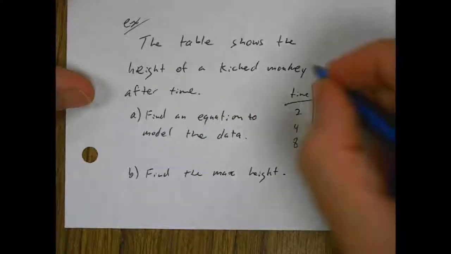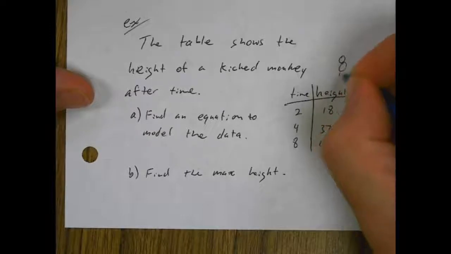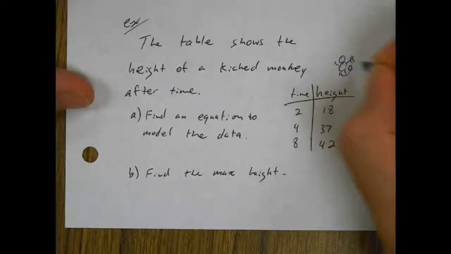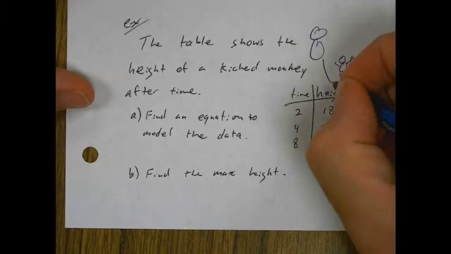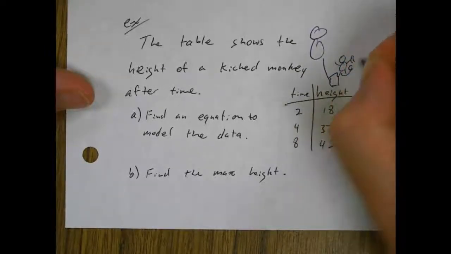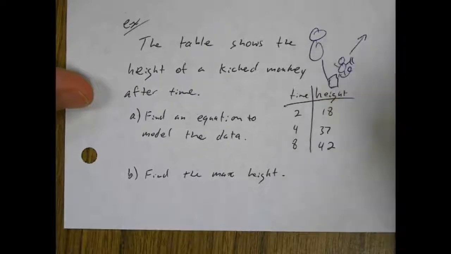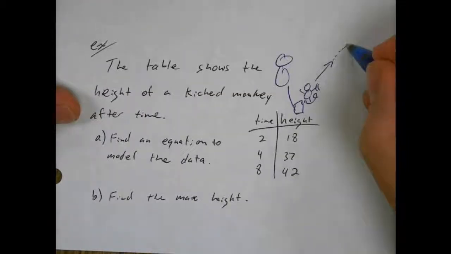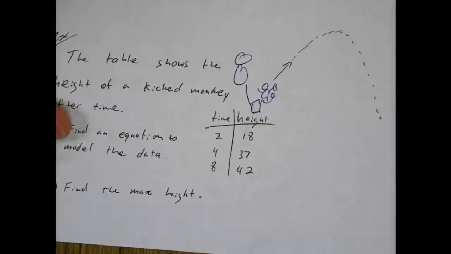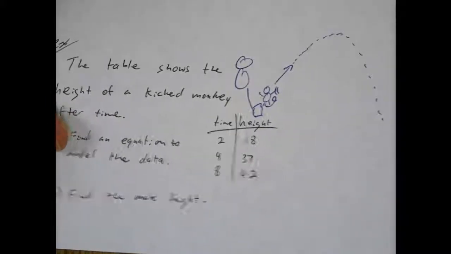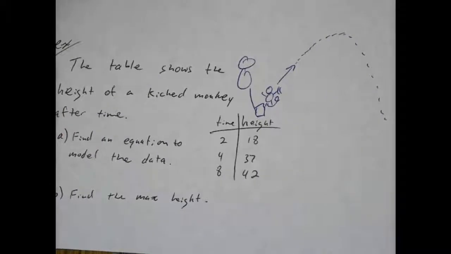So if I take a monkey and I drop kick him, right? Big man, kick, monkey, foot, boot, monkey, go, fly, right? If the monkey flies, the monkey will go up and he will eventually have to come back down to the ground. Well, if you look at all of that motion, that forms a quadratic motion.